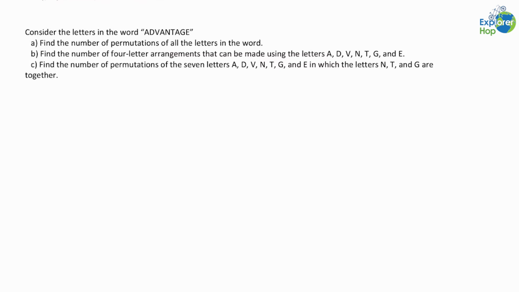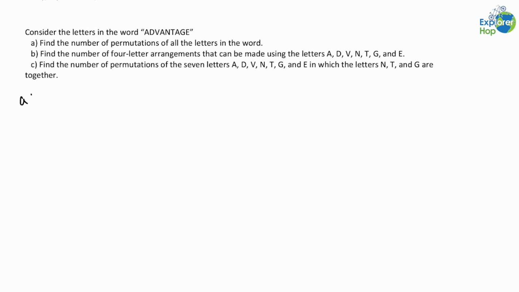So for this example, we're told to consider the letters in the word advantage. For part A, we're asked to find the number of permutations of all the letters in the word. For part B, we want to find the number of four-letter arrangements that can be made using the letters A, D, V, N, T, G, and E. And for part C, we want to find the number of permutations of the seven letters A, D, V, N, T, G, and E, in which the letters N, T, and G are together.